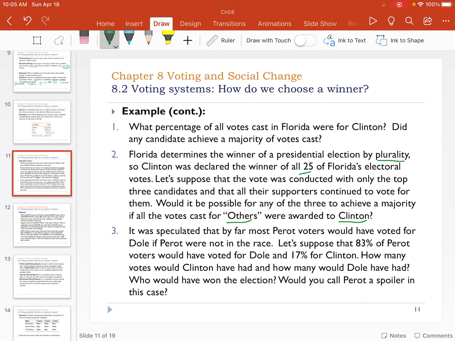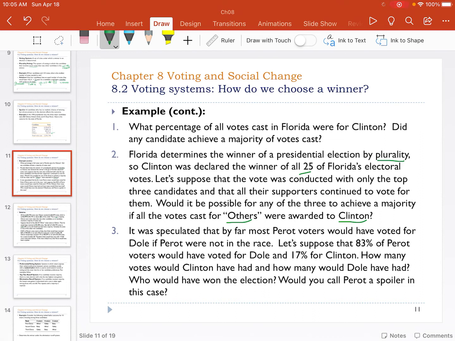What about number 3? It was speculated that by far most Perot voters would have voted for Dole if Perot was not in the race. So sometimes that happens. In 2000, there were actually 4 candidates, and you had left, right, and far left, far right, to be simplistic about it. Those on the left would tend to vote for the left candidate, and those on the right would tend to vote for the right candidate if their main candidate wasn't available somehow. And this is kind of what happened here.